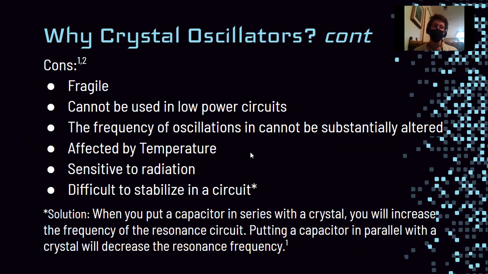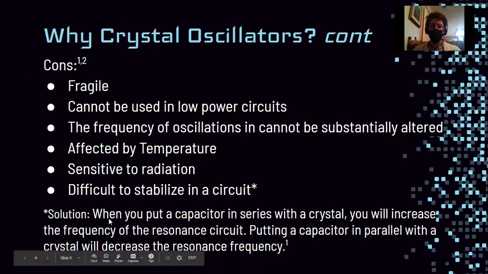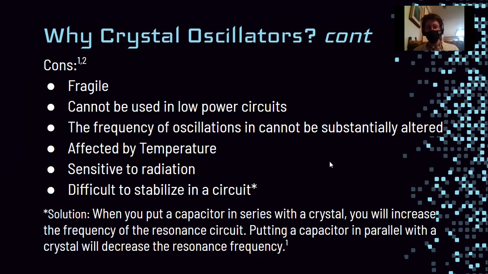They are also affected by temperature and radiation, and although they are difficult to stabilize in a circuit, there are ways to do it. One man was explaining that when you put a capacitor in series with a crystal, you will increase the frequency of the resonant circuit. So the frequency of the circuit will go up. If you go a bit above the frequency that you want, you can bring it back down again by putting the capacitor in parallel with the crystal, and that will decrease the resonant frequency of the circuit, which is a very handy way of creating the ideal frequency that you want.